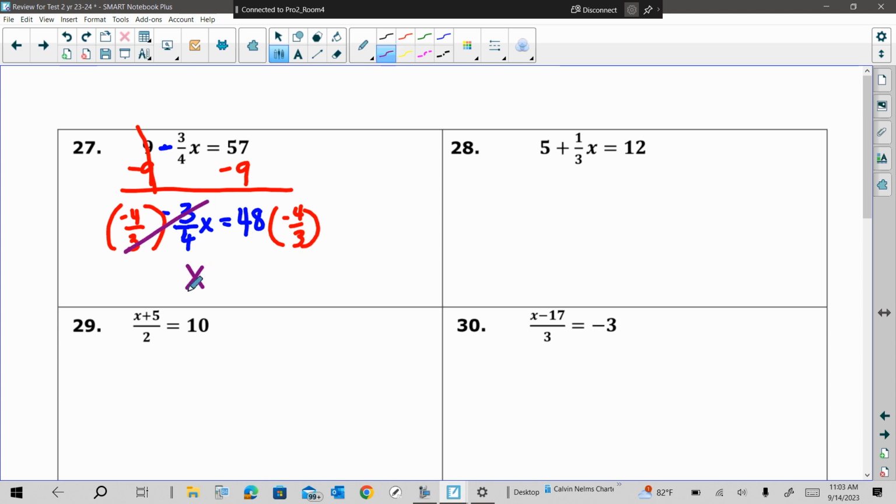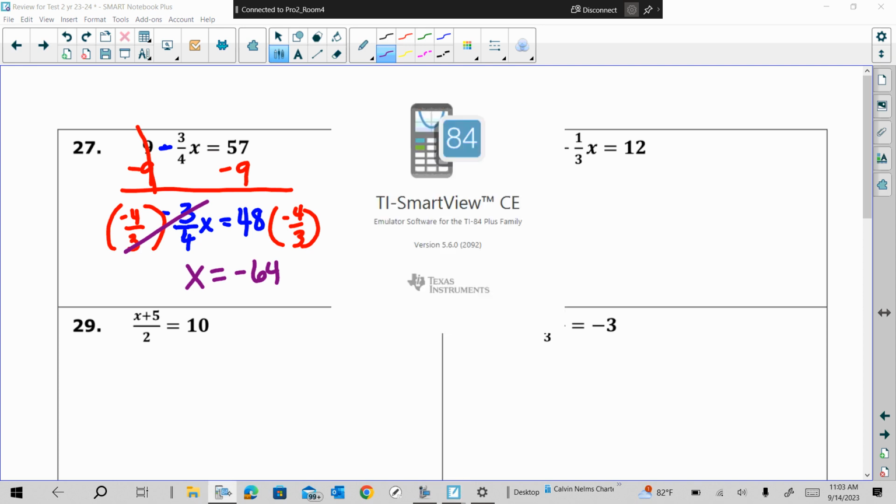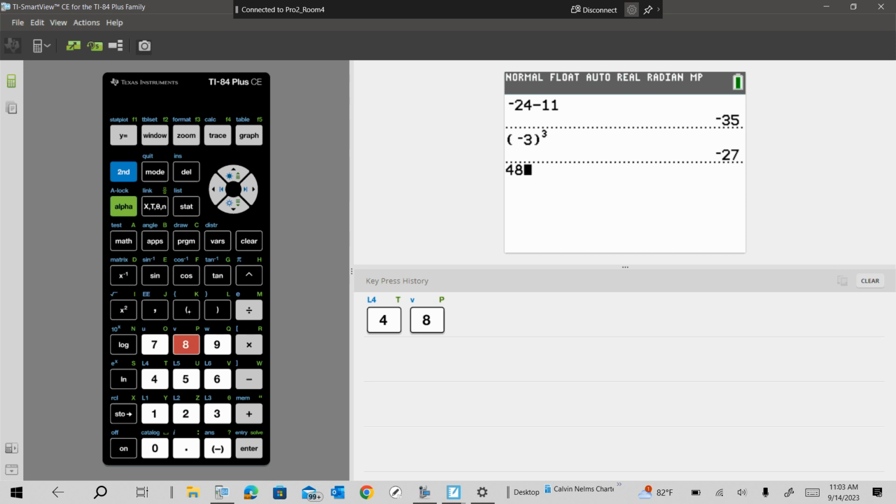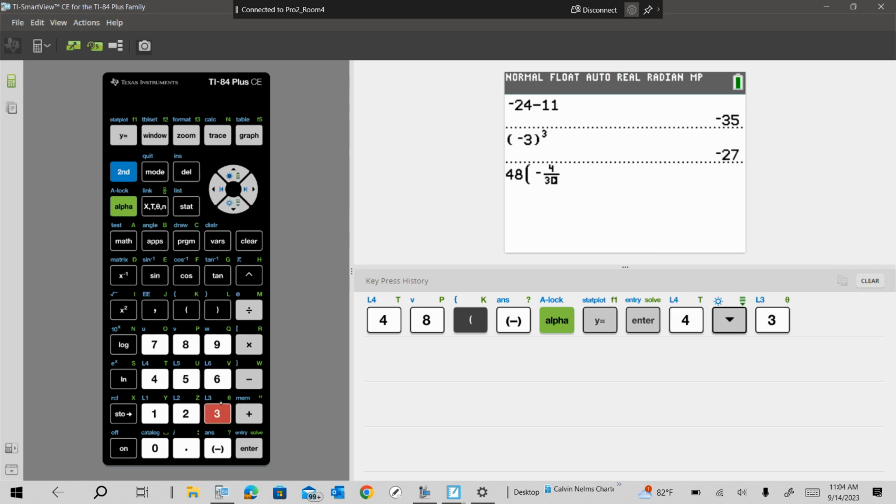Now, the fraction's gone. X equals, so we need to put this in the calculator. Yep, -64. So remember, guys, the calculator will do the fraction for you. Parentheses is showing multiplication. So you can do times, or I'd like to type it like the way it's written, and it'll simplify it for you as well. So you could do 48, the open parentheses is above the 8, and then a negative alpha y equals to get to the fraction, box 4 on top, 3 on the bottom, arrow to the right, and then close your parentheses.